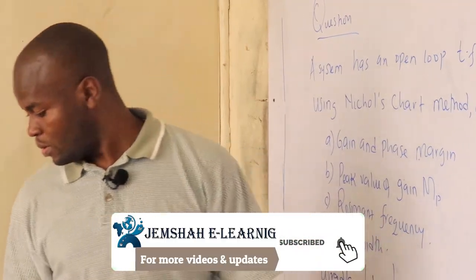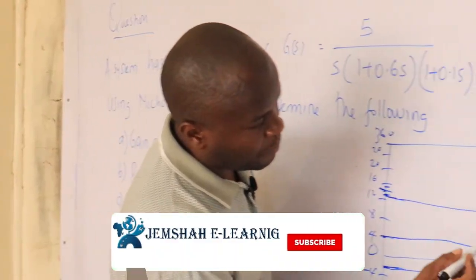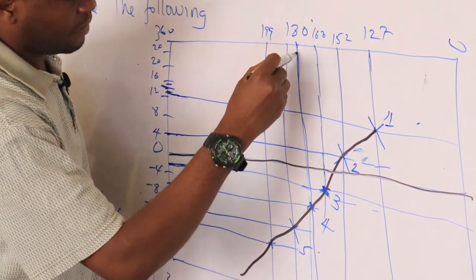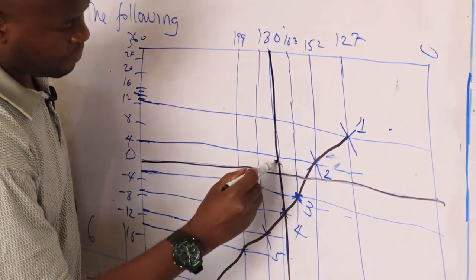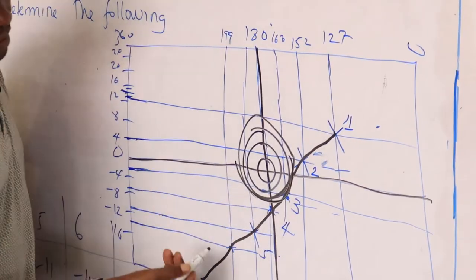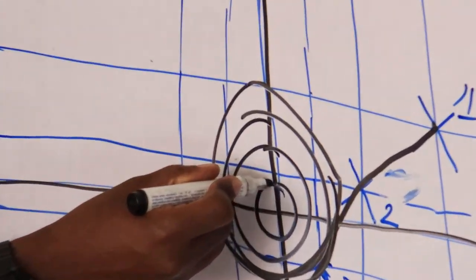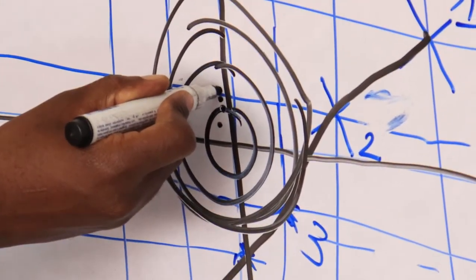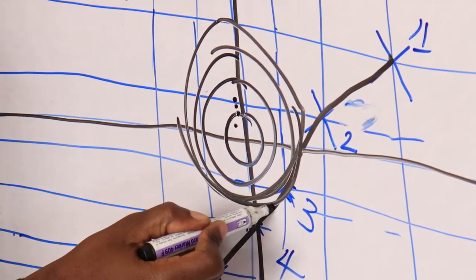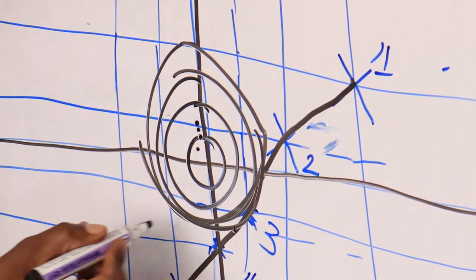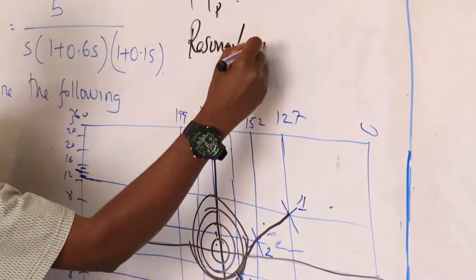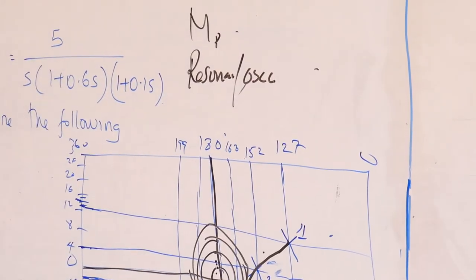Just to remind ourselves, the zero line is here and 180 is here. At this point we can have several M circles, and this is how we obtain that frequency. All these M circles will have values. Then you look at the one that is tangential to the locus, and then you get your MP. At the point where it is tangential, you approximate that frequency to get the resonant oscillation frequency. So that is why we are supposed to do that.